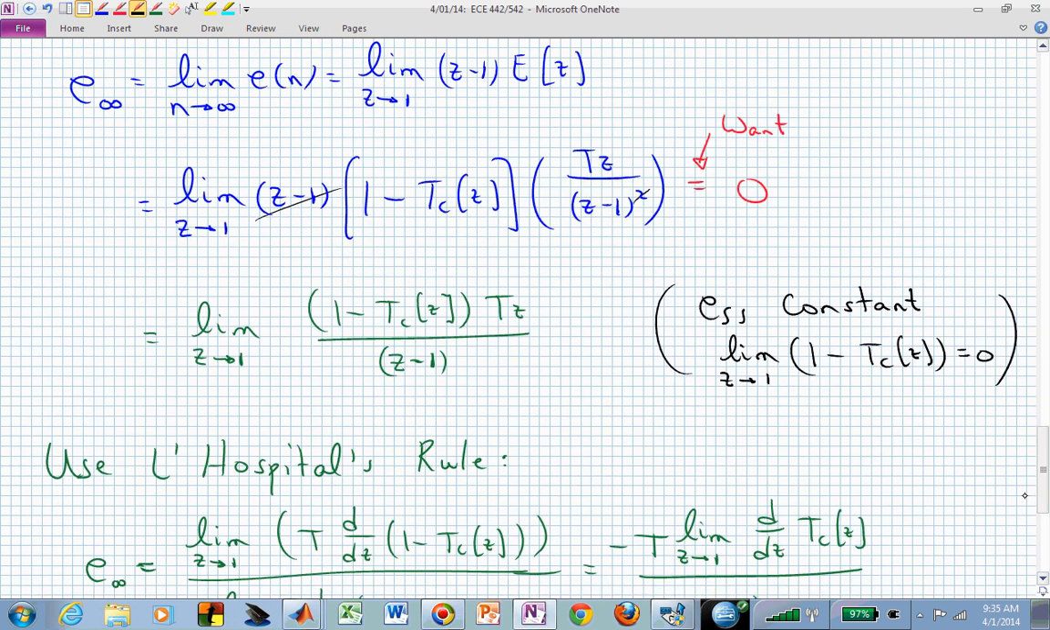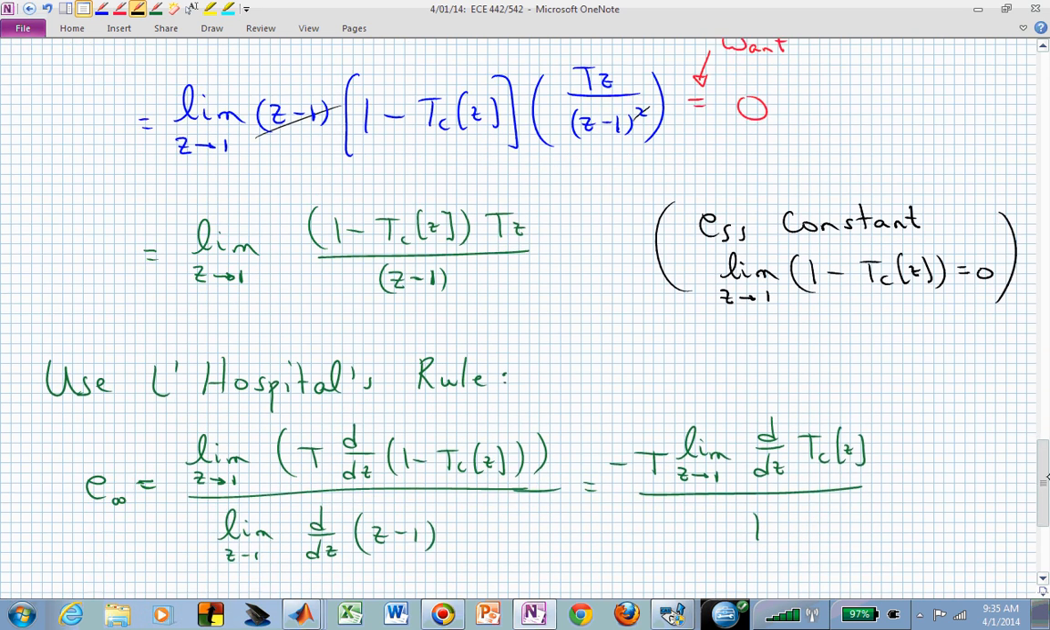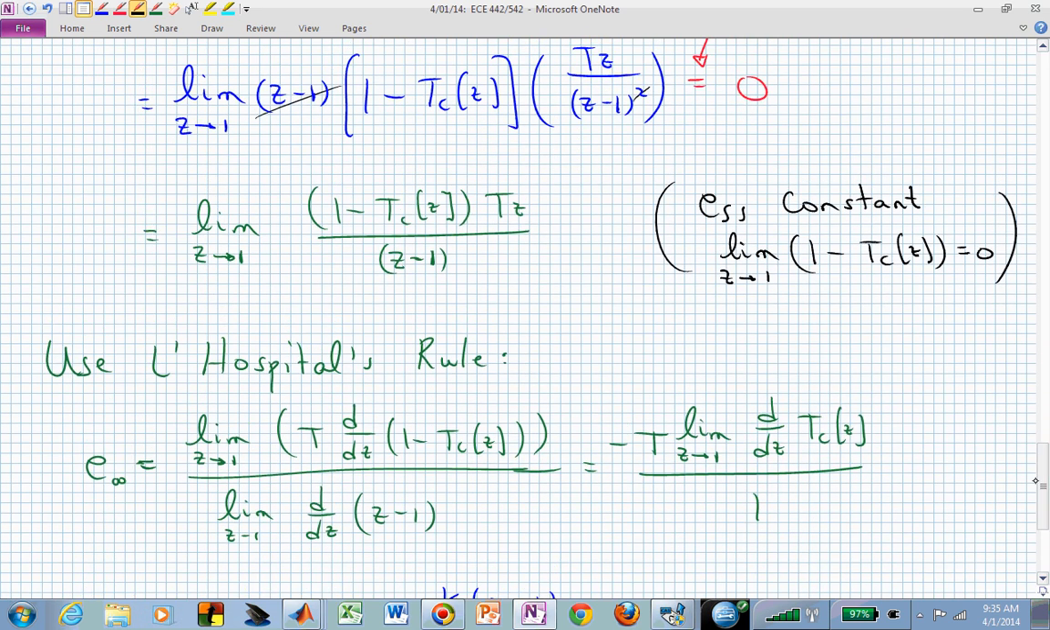And because of that, we now have 0 over 0 in that expression for our ramp's steady state error. If we apply L'Hopital's rule, we can differentiate the numerator, differentiate the denominator, and look at those separately as the limit as z goes to 1. The capital T is our sample period.